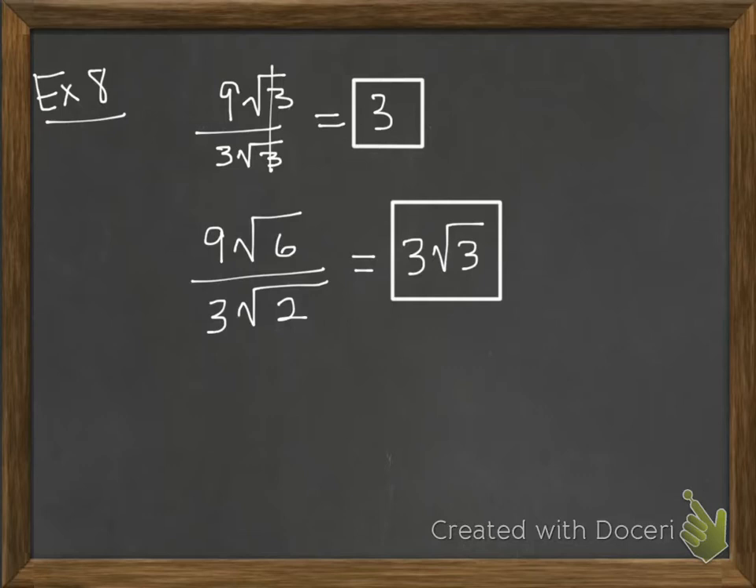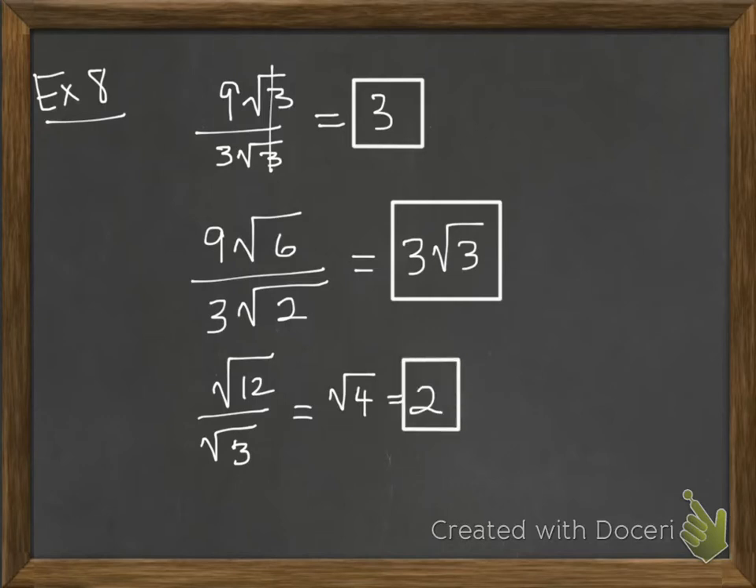Okay, hang on. Don't put anything away because you've got one more example. It's a little more difficult. Square root of 12 divided by square root of 3. What do I end up with? Square root of 4, which is 2.